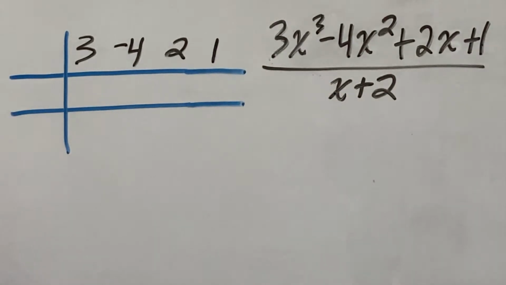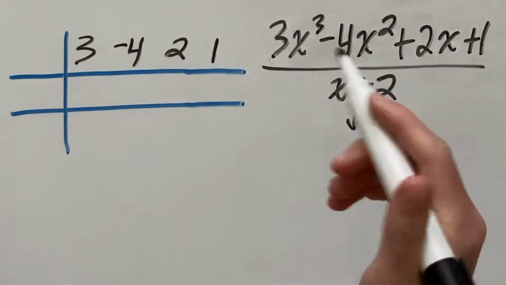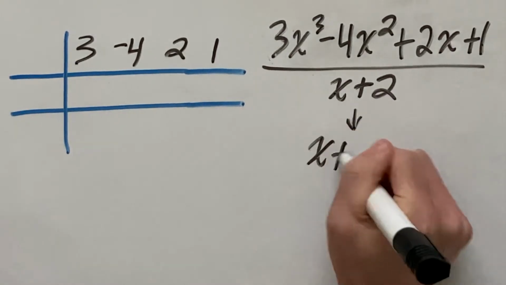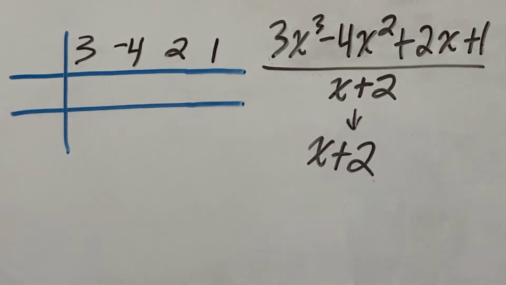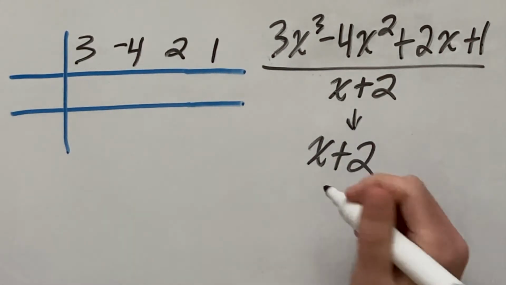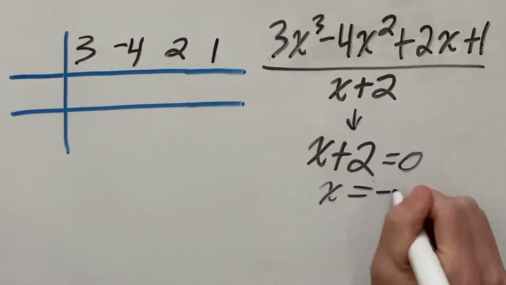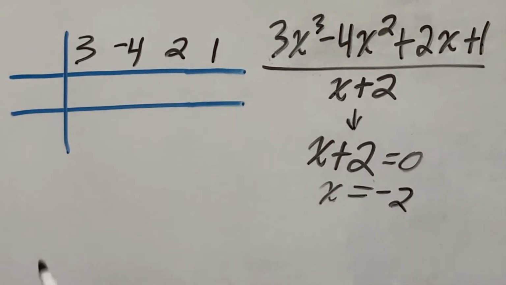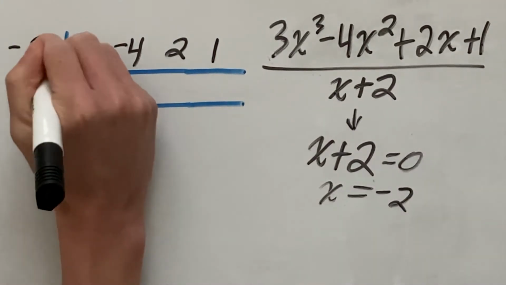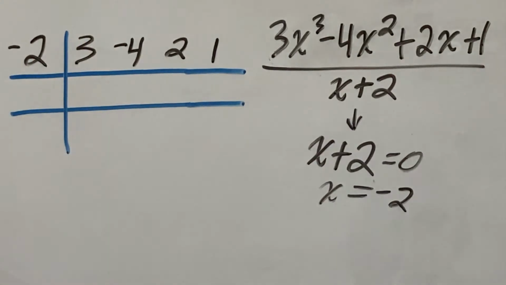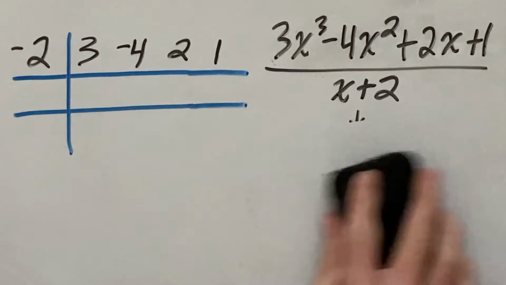And the last thing you need to do is put a number right here. And that number comes from what we're dividing by, so x plus 2. We want to put here whatever x is equal to. So get x all by itself on one side, and you'll get x equals -2. So we can put -2 here. Now we have everything set up, and we can start our process.